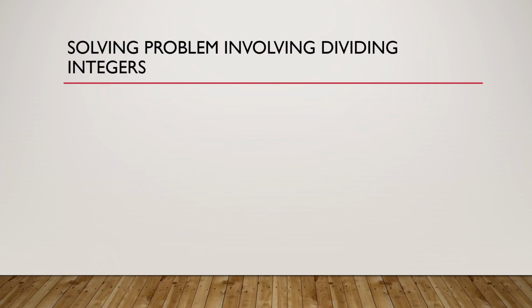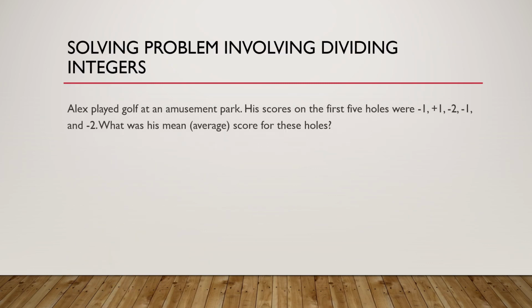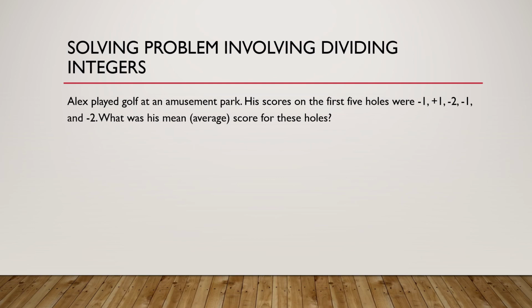Let's have solving problems involving dividing integers. Okay, so my friend Alex is a good golf player. Alex played golf at an amusement park. His scores on the first 5 holes were negative 1, positive 1, negative 2, negative 1, and negative 2. What was his mean or the average score for these holes? Okay, now, what are you going to do?